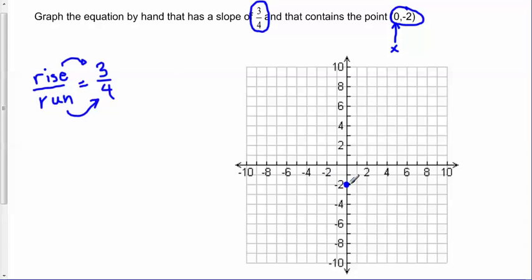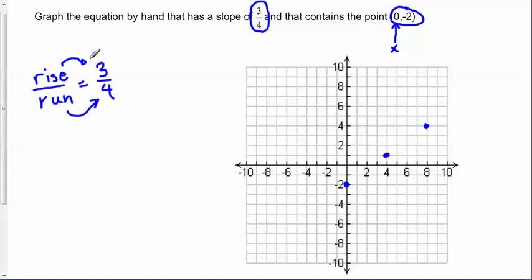So from our y-intercept, from this point that we were given, we're going to use the slope to find another point. We're going to rise 3. So from this point, we're going to go up 1, 2, 3. And then we're going to run 4: 1, 2, 3, 4. So when we rise 3 and run 4, that's going to take us to another point on our graph. Now, it's not a bad idea to do that one more time. For my new point, I'm going to rise 3, 1, 2, 3, and then run 4, 1, 2, 3, 4, and that would give me another point on the line as well.